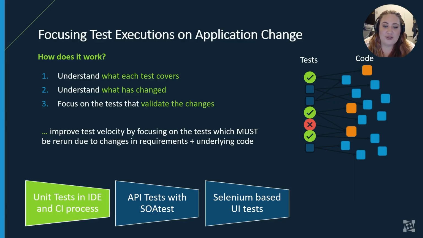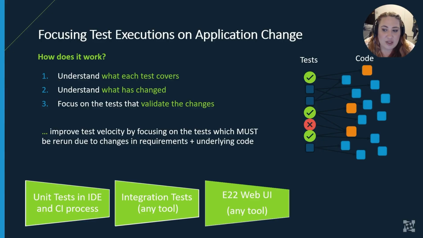Now, on the functional testing side, Parasoft brings test impact analysis to integration, API, and end-to-end web UI testing through its tools like SOA Test and Selenic. But Parasoft's TIA can also work with any third-party test automation framework, as long as your application under test is written in Java or .NET.